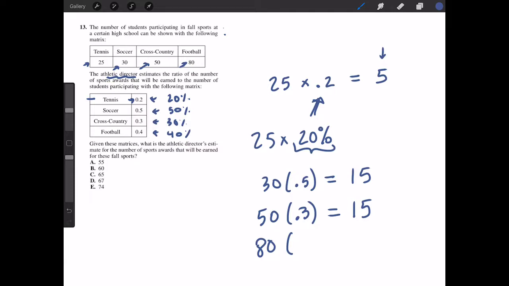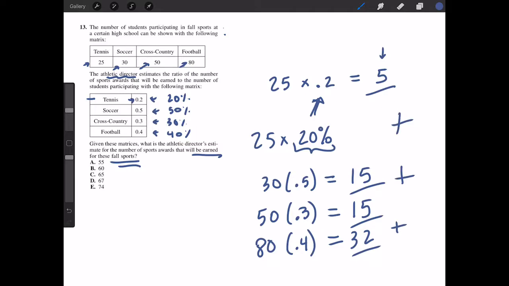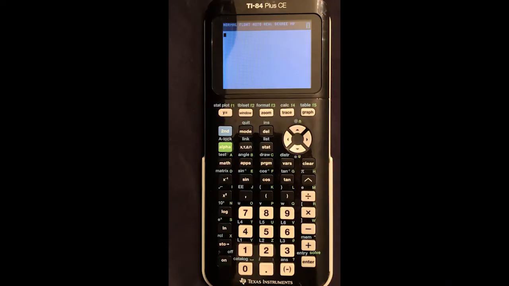And then finally, for football, we have a total of 80 players participating, and the athletic director thinks that 40% of them will win some sort of an award. So 80 times 0.4 is, of course, equal to 32. So we have 5, 15, 15, and 32 awards per sport. They want us to say how many will be earned for these fall sports, in other words, for all of them. So now we just need to add 5 plus 15 plus 15 plus 32. And if you do that, you get 67.